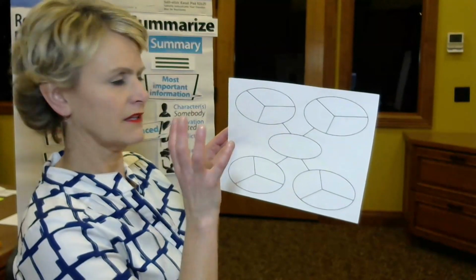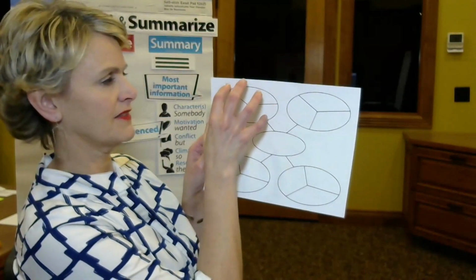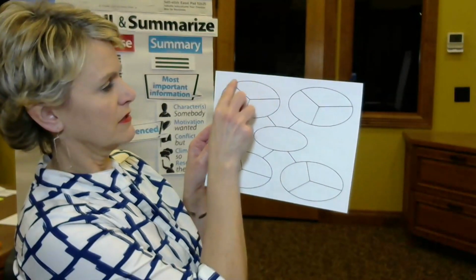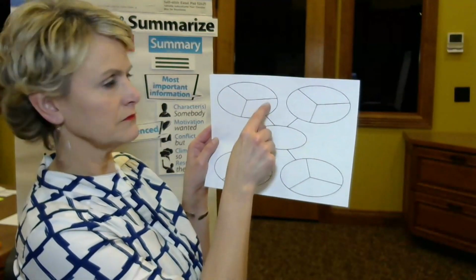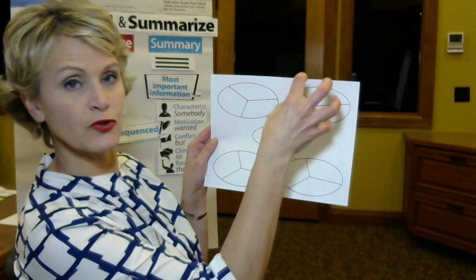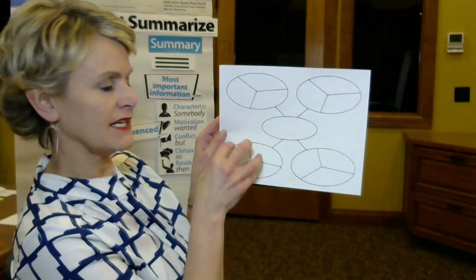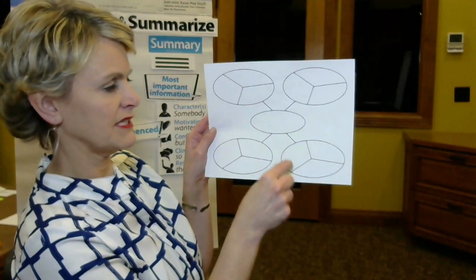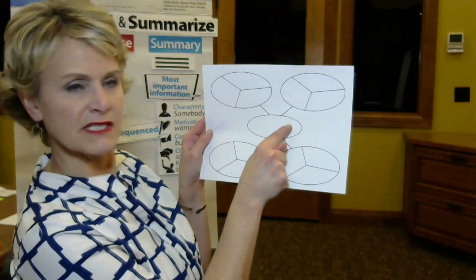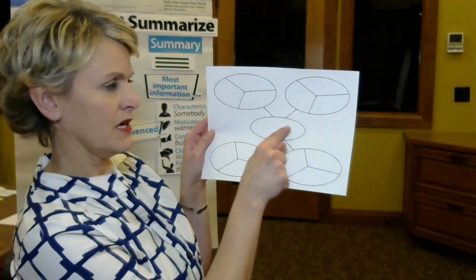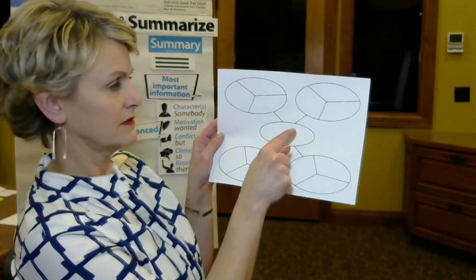Let's just first look at the four ovals on the corners. So there would be several different details grouped here, several different details in this grouping, several different details in this grouping, and several different details in this grouping. This is where the title of the text would go. So this is the title.